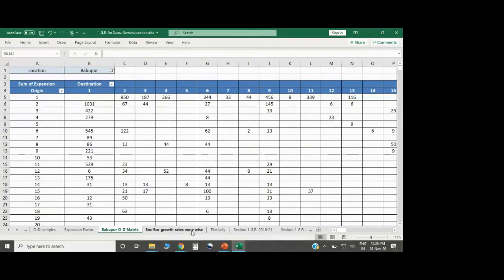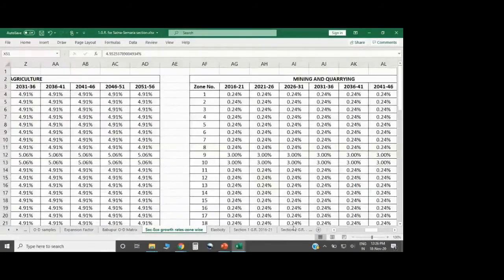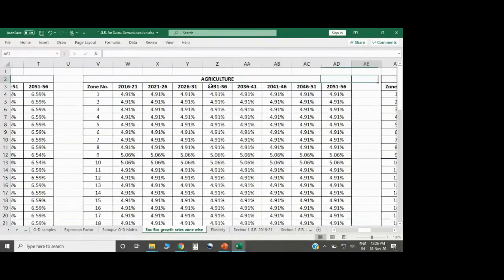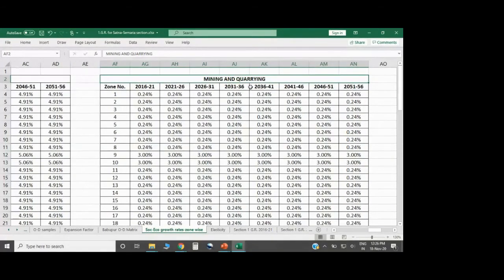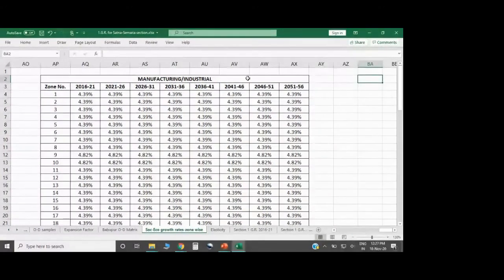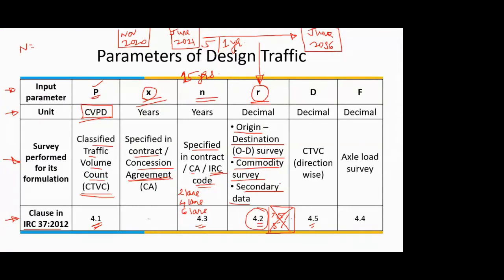And then we have collected some other data as well, other data as in the data of population forecasting, data of per capita income, agricultural produce data, mining and quarrying data, because in that area which we were considering, the MP UP border, a lot of limestone mining was done. That's why this parameter was taken. Then manufacturing, industrial growth. So all these are the secondary parameters.